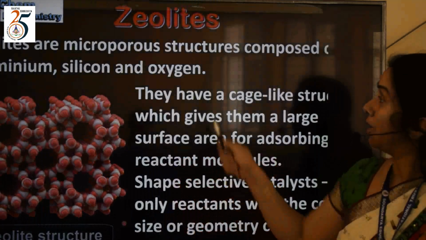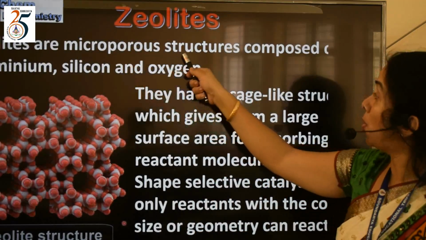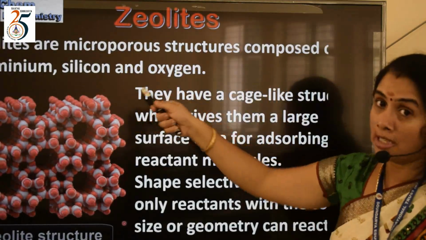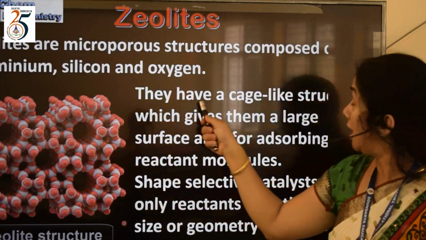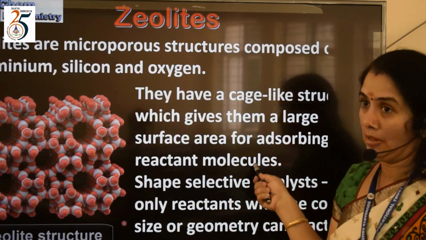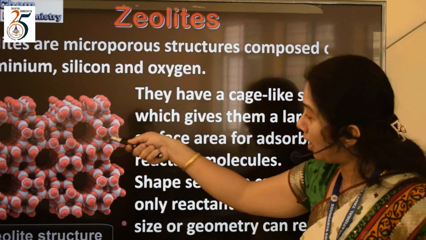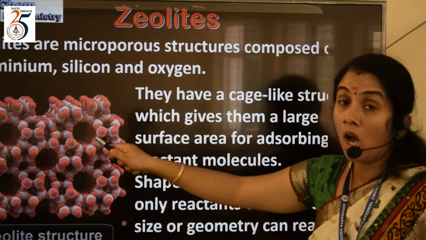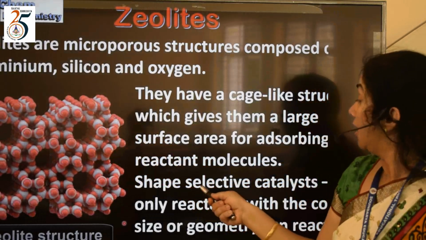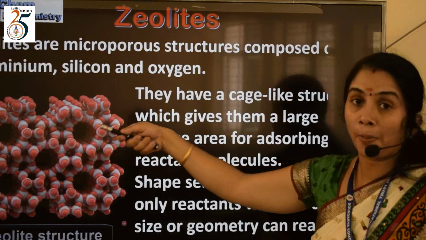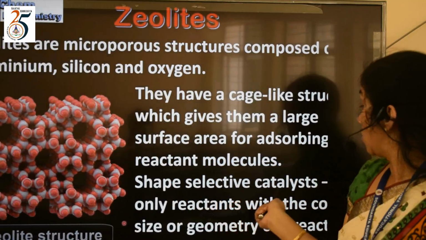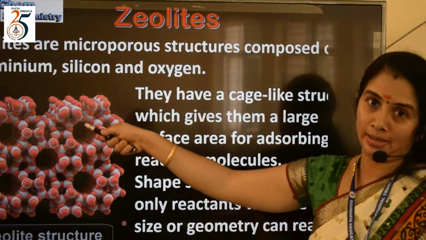We shall see zeolites in detail today. Zeolites are microporous structures composed of aluminium, silicon and oxygen. So, what are zeolites? They are aluminosilicates. This is the structure of zeolites. They have a cage-like structure which gives them a large surface area for absorbing reactant molecules. In these cage-like structures, the reactants fit in because of their shape. The complementary shape of the reactant fits inside the shape of this catalyst and the reaction happens. Once it reacts, the product formed will not have that particular shape, so it comes out. Shape selective catalysts act only on reactants with the same size and geometry.